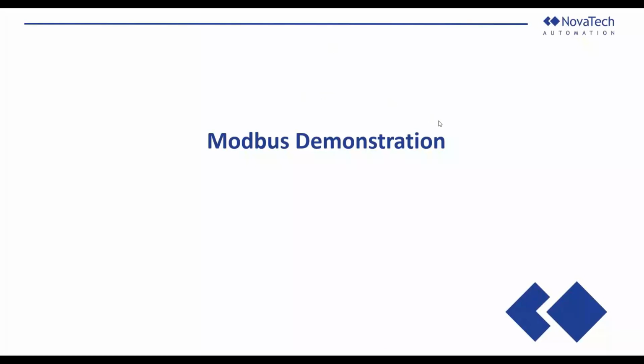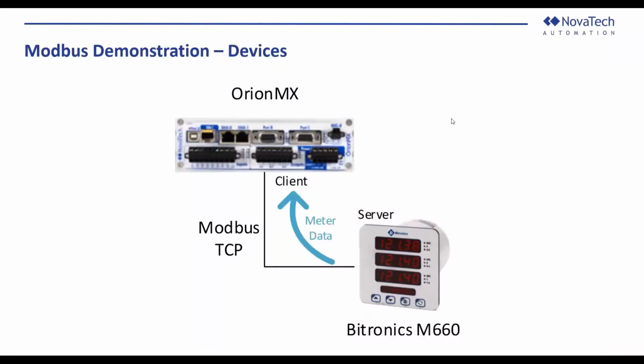Let me get us to the next slide here. As the client device, I'm using an Orion MX, and when I'm in NCD, I will be programming that Orion MX. The device I will be communicating with is another demo device I have here in my office. That server device will be a Bytronics M660 meter. So I've got those both with me, and you'll see, the Orion MX will be polling that M660 device.